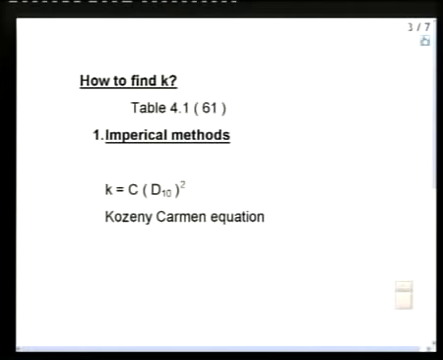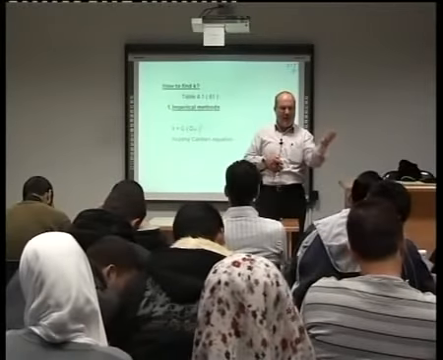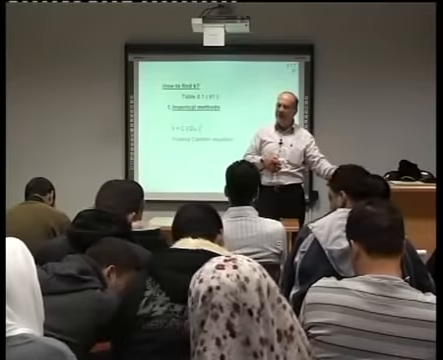table, that's table 4.1. Okay? And there are several numbers for K. Okay? K when I have sand, when I have loose sand, when I have dense sand, when I have clay, when I have gravel, etc. Okay? There are different Ks.